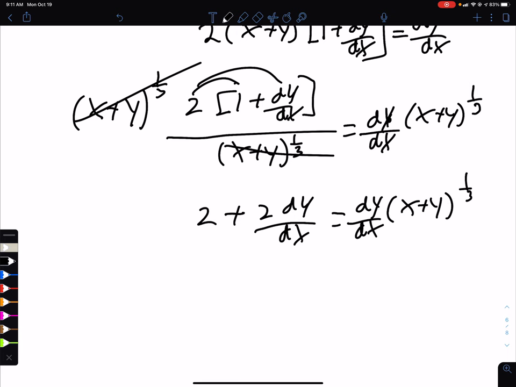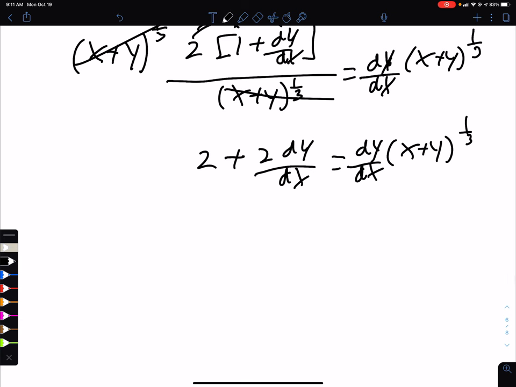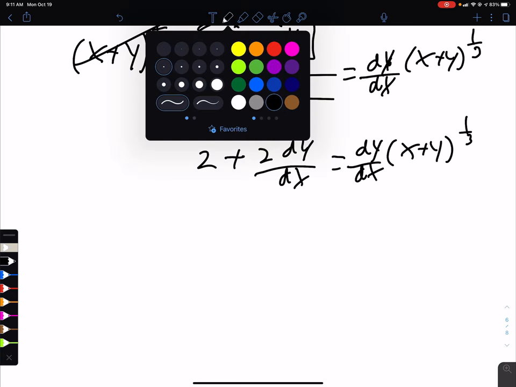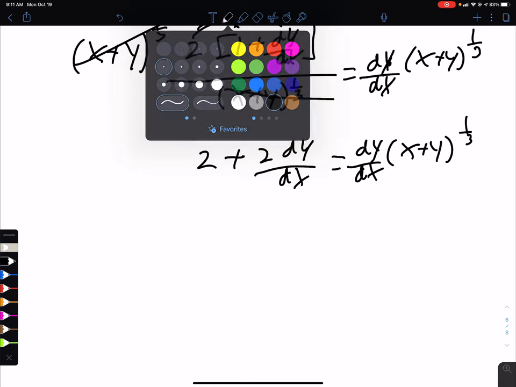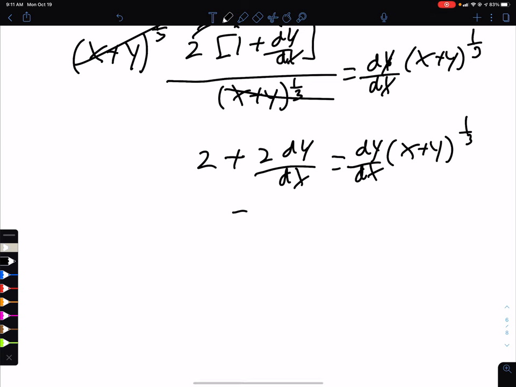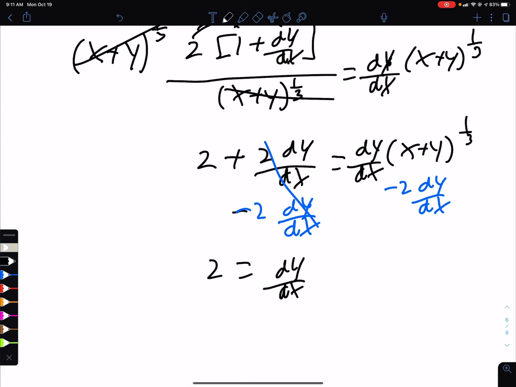All right, we are getting somewhere, but we're not quite there. Remember, we want to isolate dy/dx. So I want to get everything with a dy/dx on one side. So what I'm going to do, I'm going to subtract this to get rid of it from both sides. So those are going to cancel on this side, and I'm left with 2 equals dy/dx (x plus y to the 1/3) minus 2 dy/dx.